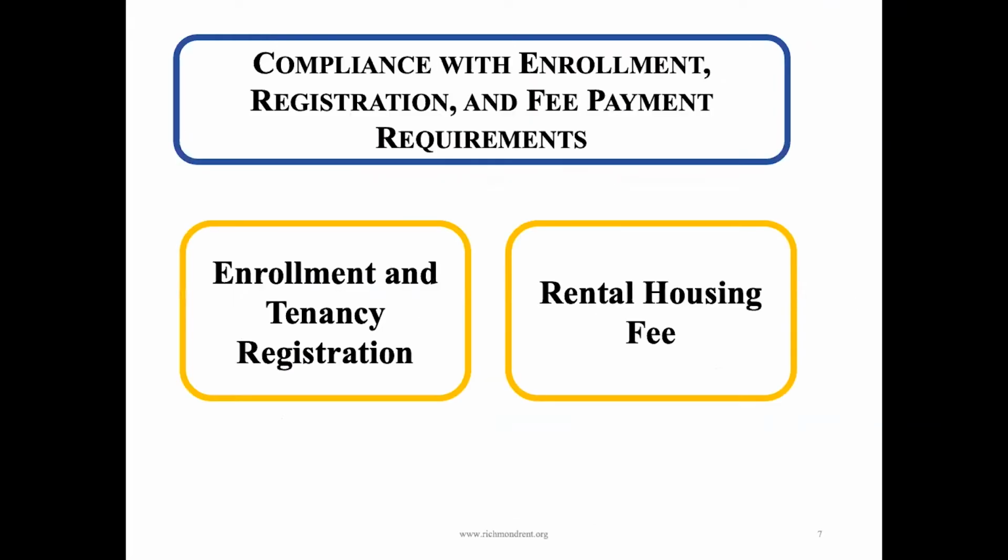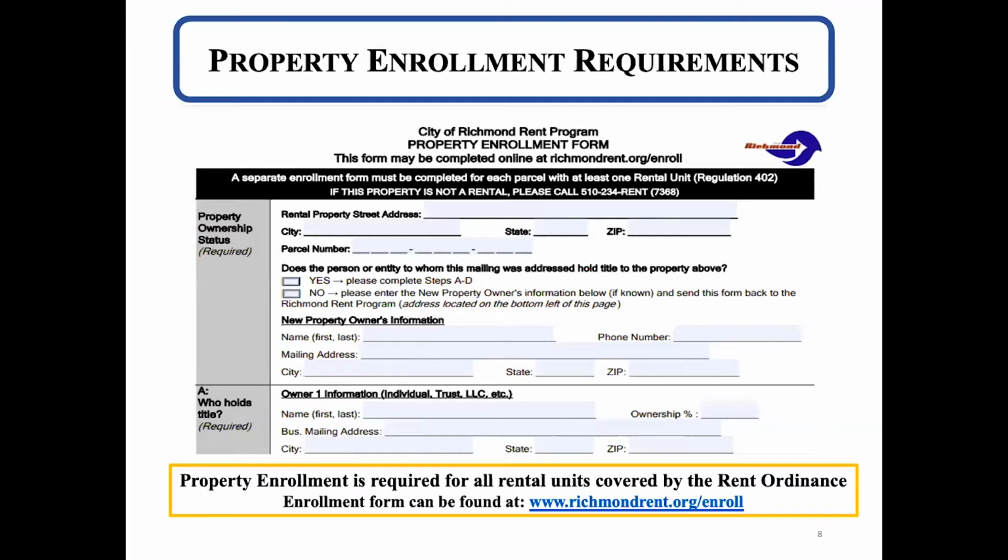So next is compliance with enrollment, registration, and fee payment requirements. There's essentially 2 aspects to this for landlords: enrollment and tenancy registration, and then the rental housing fee. So, property enrollment requirements. This is just a sample of the top of the page of the property enrollment form we currently use. It's required for all landlords of rental units covered by the rental ordinance, and that form can be found at the website at the bottom of the screen.